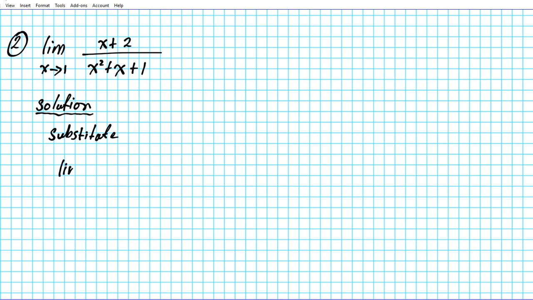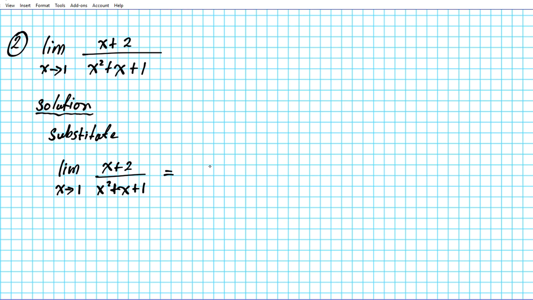Alright, so we have the limit as x gets infinitely close to 1 from both sides of the function. So the function (x + 2) over (x squared + x + 1) gets infinitely close to what? That's the question. So we're going to substitute and see what happens.